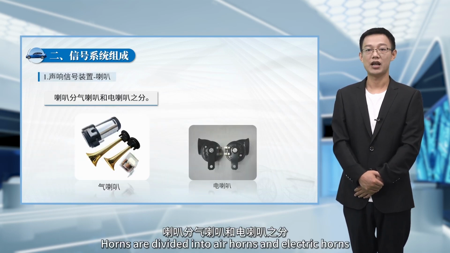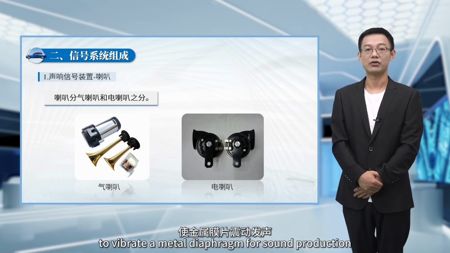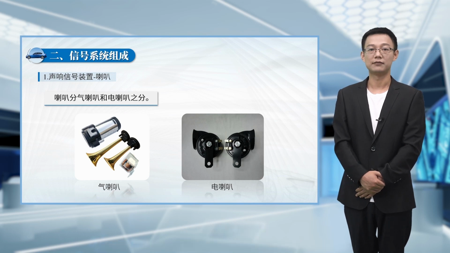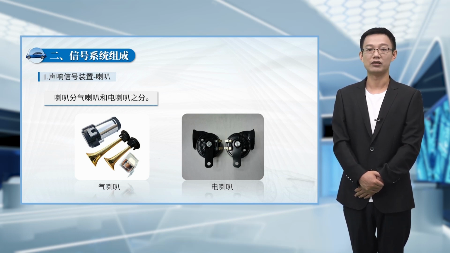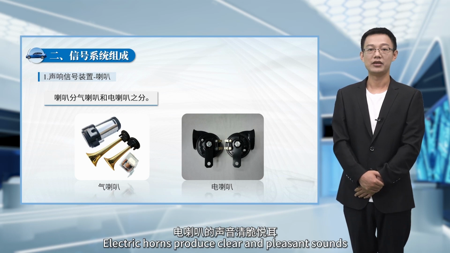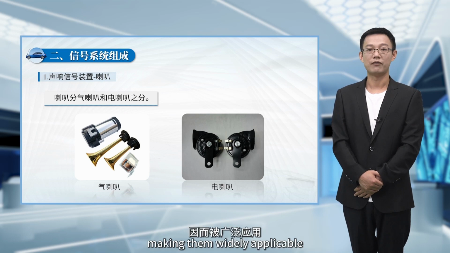Horns are divided into air horns and electric horns. Air horns utilize airflow to vibrate a metal diaphragm for sound production, and are commonly used in heavy-duty vehicles with air brake systems. Electric horns produce clear and pleasant sounds, with a volume not exceeding 105 decibels, making them widely applicable to various types of vehicles.